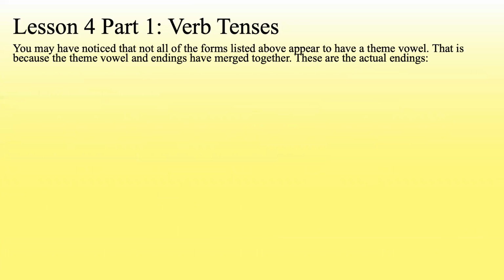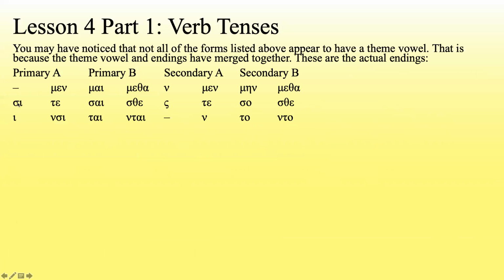All right. Now, you may have noticed that not all the forms listed above appear to have a theme vowel. That's because the theme vowel and endings have merged together. Here are what the actual endings are. Our primary A endings are actually nothing, si, e, men, te, si. Now, hopefully you're looking at this and going, what on earth is going on in those 2 spots? We're going to talk about them in a moment. I'm glad you observed that. Then we have my, si, tai, metha, se, tai.